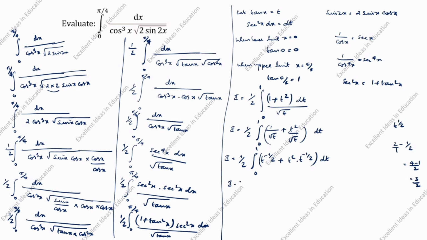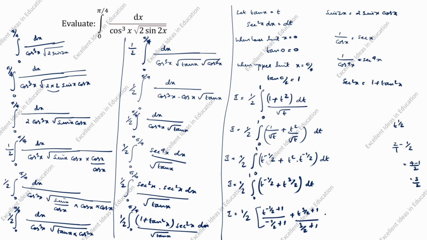Next, I is equal to 1 by 2 integration of 0 to 1 of t power minus 1 by 2 plus t power 3 by 2 into dt. Next, we will integrate this one. I is equal to 1 by 2. Open the bracket. T power minus 1 by 2 dt is t power minus 1 by 2 plus 1 divided by minus 1 by 2 plus 1, plus integration of t 3 by 2 dt is t 3 by 2 plus 1 divided by 3 by 2 plus 1. Close the bracket, 0 to 1.